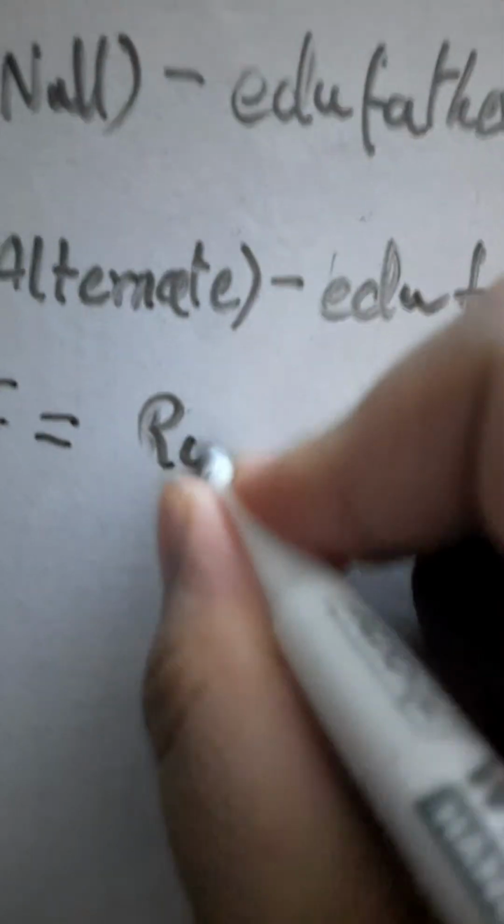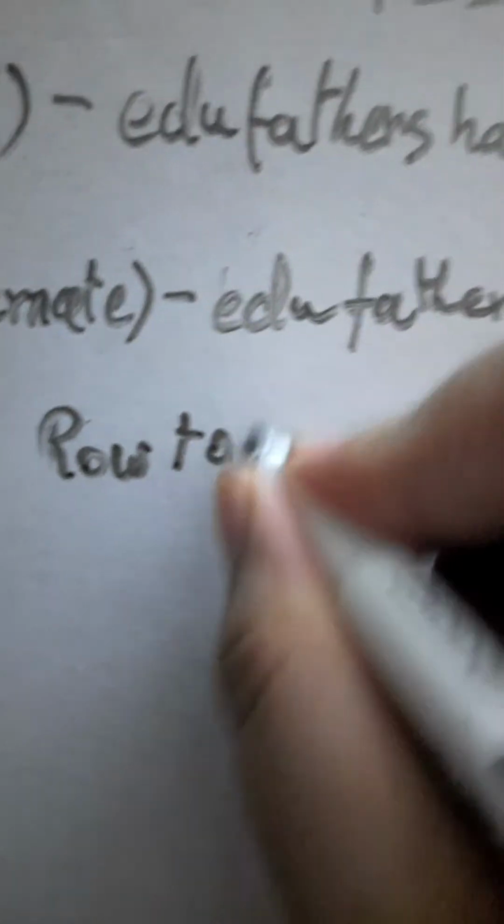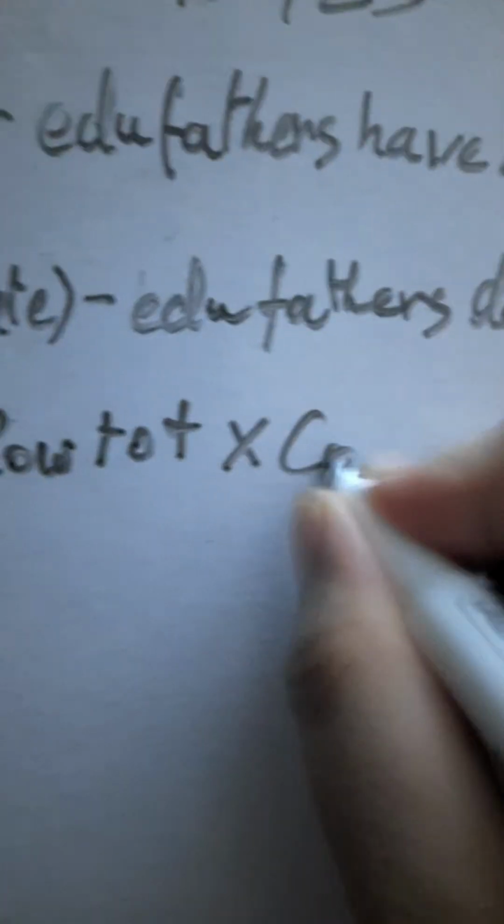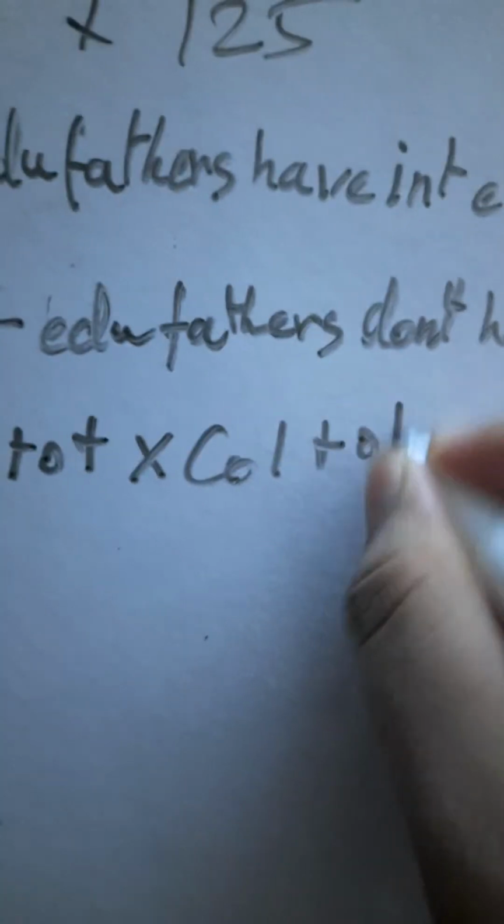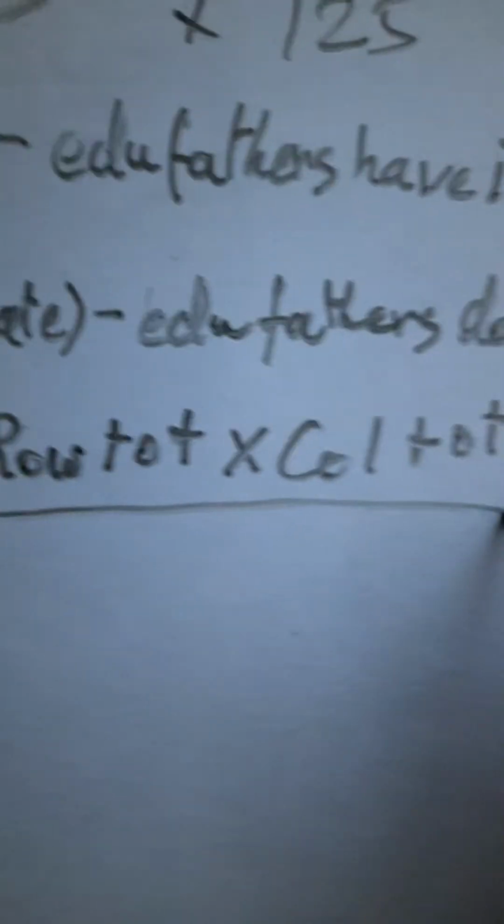Expected frequency is equal to, we have a formula: row total into column total. I'm writing in short, but you just try to understand. Row total into column total by grand total.